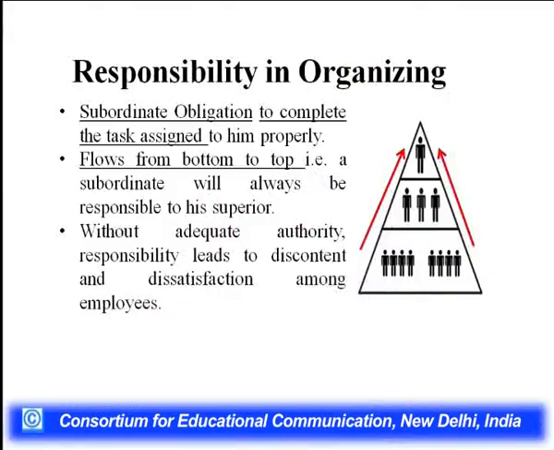And here it is very important that without adequate authority, responsibility leads to discontent and dissatisfaction among employees. Because if adequate authority is not delegated, not transferred to the subordinate, then the responsibility of the subordinate is inadequately referred. You can refer to this through the visuals as well, how the subordinates are referring the responsibility towards their superiors.